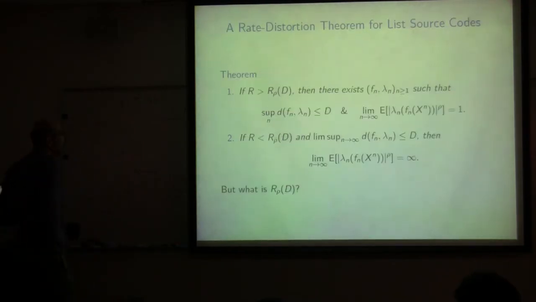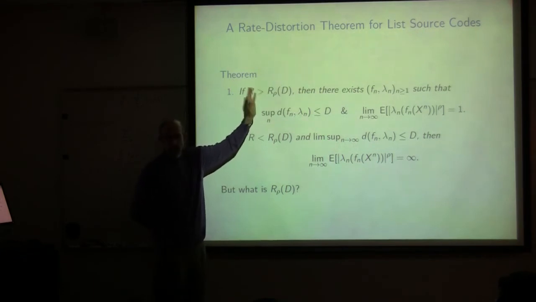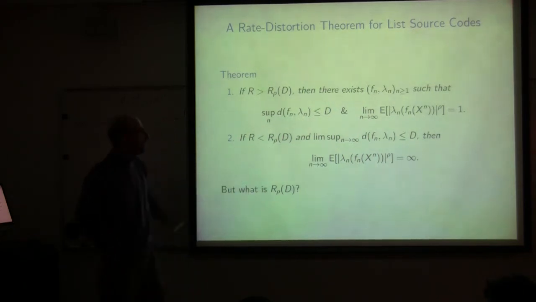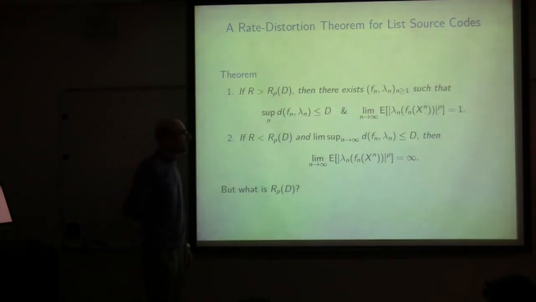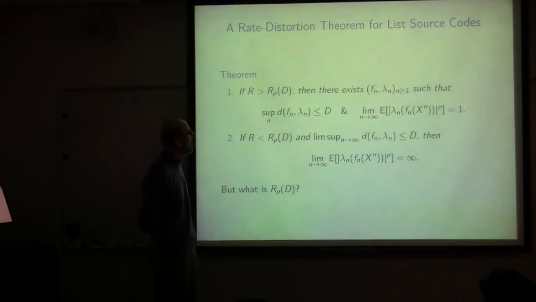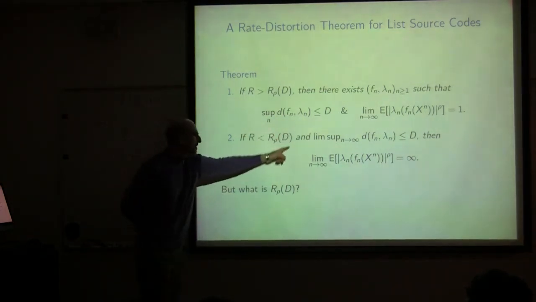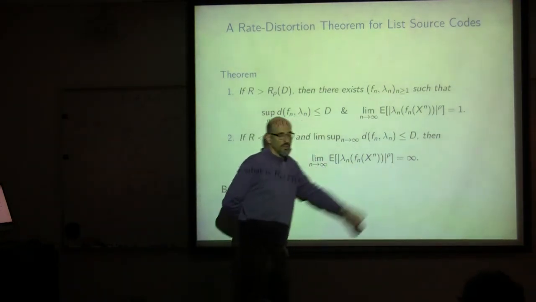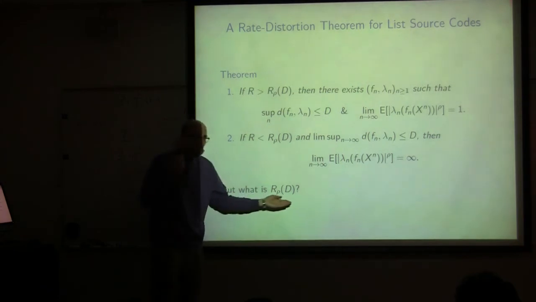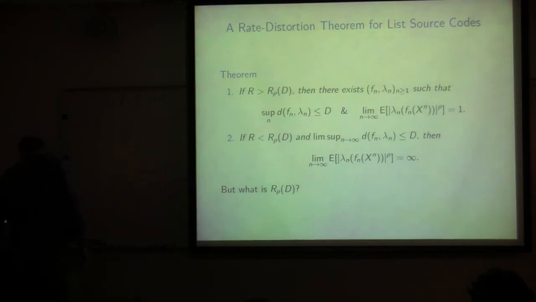It turns out that things work out nicely. There's some threshold; let's not worry about what it is right now. If your rate is above it, then you can find an encoder and reconstruction sequence subsets such that at least one of the reconstruction sequences is within distortion d of the true one, and the Rho-th moment of the list size is going to go to 1. And if your rate is below this magic number, the Rho-th moment of the size is going to tend to infinity. This is what I'd argue we should call the Renyi rate distortion function for your source. Of course, I didn't tell you what it is.